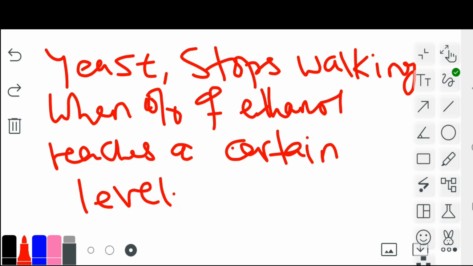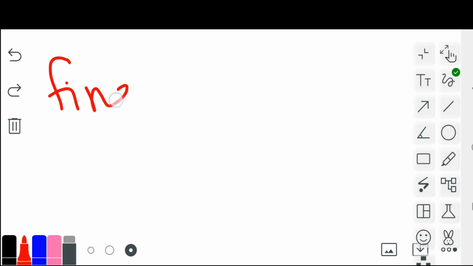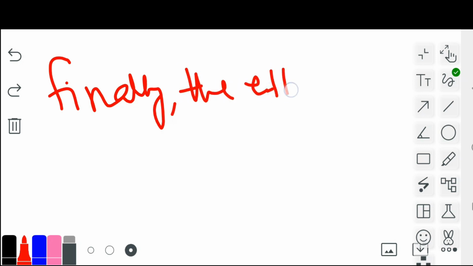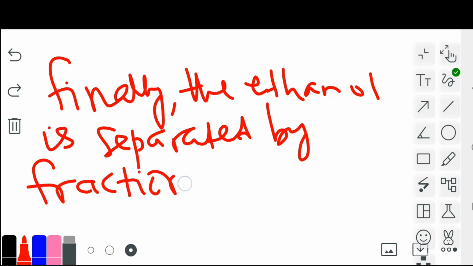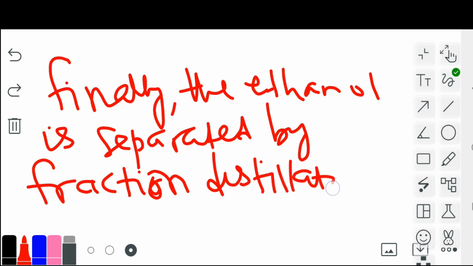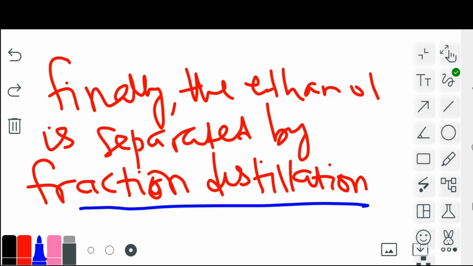Now what happens is that at the final stage, finally the ethanol is separated by what we call fractional distillation. So finally the ethanol is separated by fractional distillation. And then that is about fermentation.